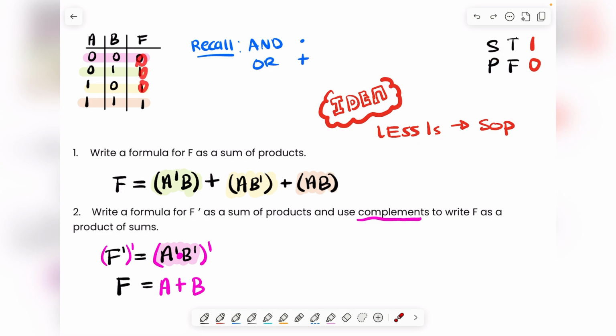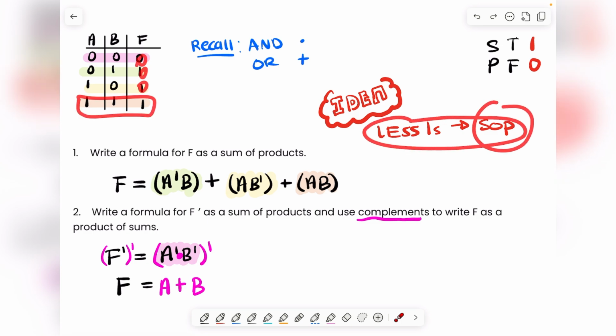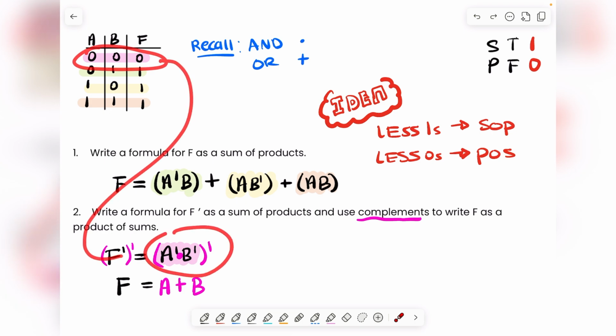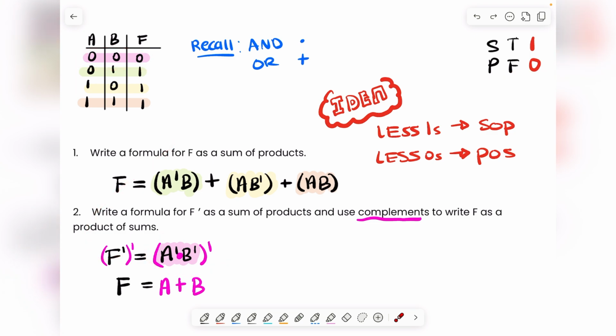So if all of these were zeros and this was just the only one, you have less ones. So you want to use this method because then you only have to write one thing. If you have less zeros, then you want to use the product of sum method. In this case, we have less zeros, which is why this method was faster because we only had to write one thing. It was just one case where F was false. So that's the idea. To be faster, if you have less ones, use the sum of product method. If you have less zeros, use the product of sum method.